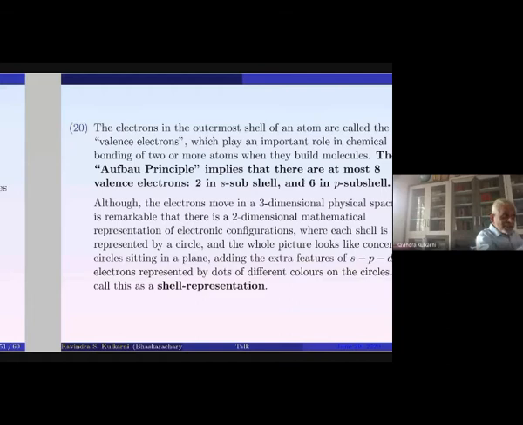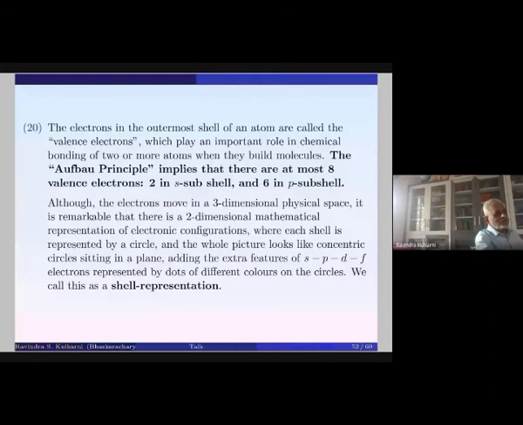Now, the electrons in the outermost shell of an atom are called the valence electrons. And this plays a really fundamental role in chemical bonding of two or more atoms when they build molecules. The Aufbau principle implies that there are at most eight valence electrons. This I shall explain in the pictures. There are at most eight valence electrons, two in the S subshell and six in the P subshell.